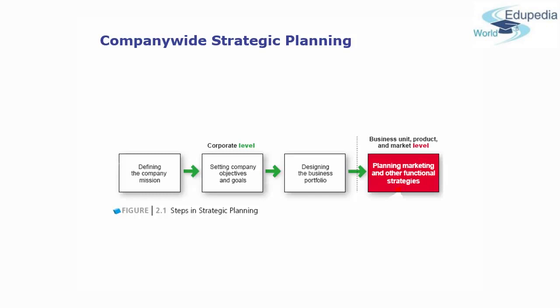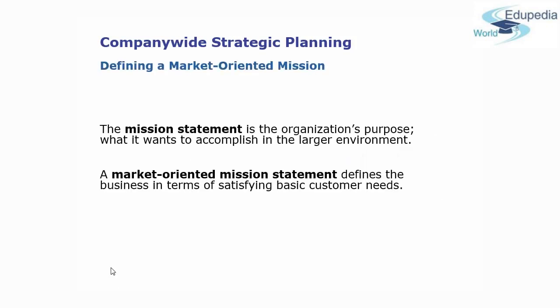All right, so the next step here is company wide strategic planning. In company wide strategic planning, you are defining a market oriented mission. Now all those steps I'm going to explain in detail. Let's look at them. The mission statement is the organization's purpose, what it wants to accomplish in a larger environment.